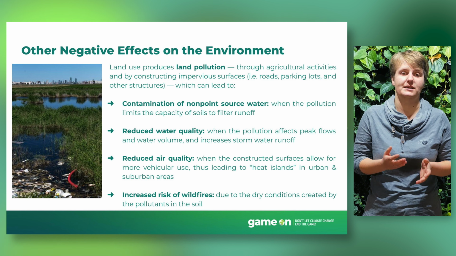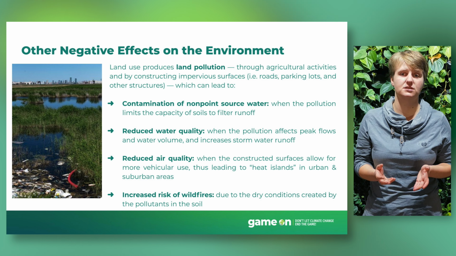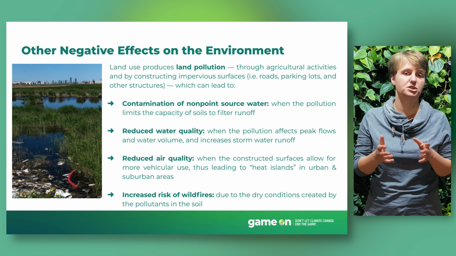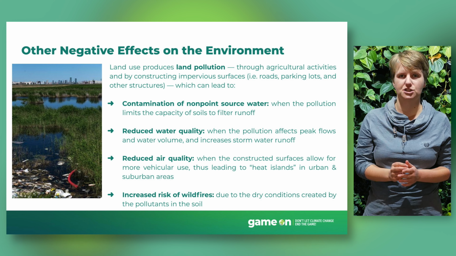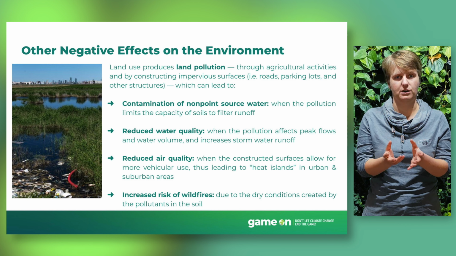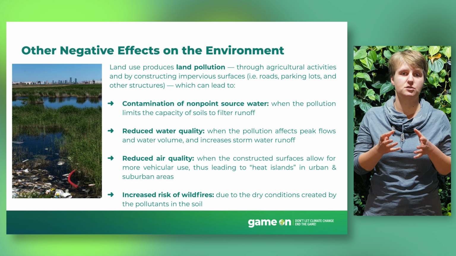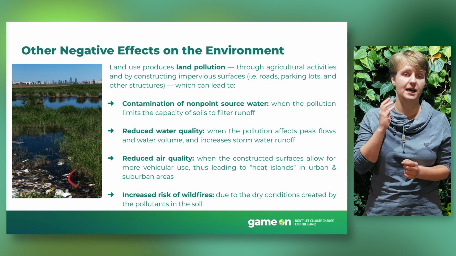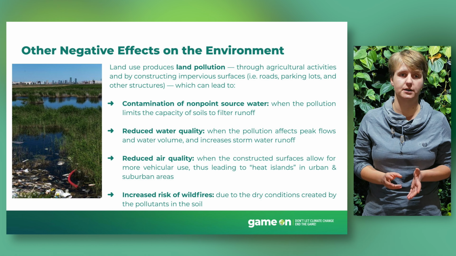For instance, agricultural activities and the construction of impervious surfaces, such as roads, parking lots and other structures, can cause: 1. The contamination of non-point source water, which is when the pollution limits the capacity of soils to filter the runoff. 2. The reduction of water quality, which is when the pollution affects peak flows and water volume and increases stormwater runoff. 3. The reduction of air quality, which happens when the constructed surfaces lead to so-called heat islands in urban and suburban areas. And 4. An increased risk of wildfires due to the dry conditions created by the pollutants in the soil.